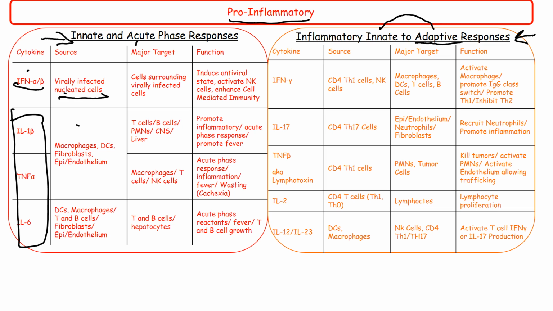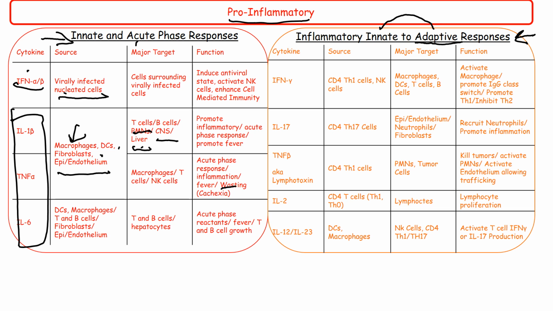We know these can be produced by macrophages, as I talked about during acute inflammation, but they can also be produced by dendritic cells, fibroblasts, and the epithelium and endothelial cells. They work on T cells, B cells, polymorphonuclear cells. Remember, your PMNs are your neutrophils, eosinophils, basophils. I also have the central nervous system and the liver here. Remember that TNF alpha and IL-6 and IL-1 beta can travel up to the hypothalamus, where they actually induce fever, and that they can actually go to the liver where they can induce basically metabolism of fat and muscle.